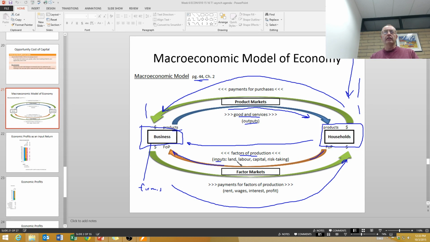And you can see in the little diagram here that I have four classes of inputs: land, labor, capital, and risk-taking, or the book calls it entrepreneurialism. It's just another name for the same thing.